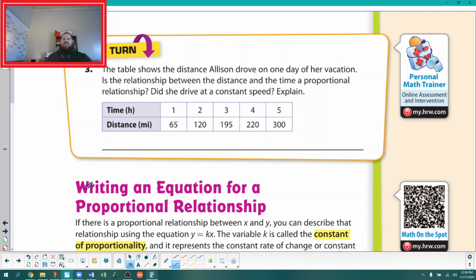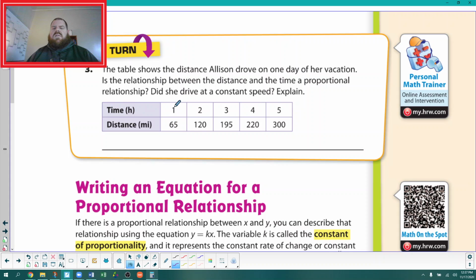On this problem, it says that the table shows the distance Allison drove on 1 day of her vacation. Is the relationship between the distance and the time a proportional relationship? Or an equivalent question is, did she drive at a constant speed? Okay, well, let's check her speeds over time.